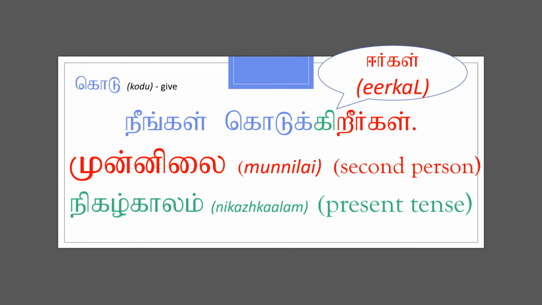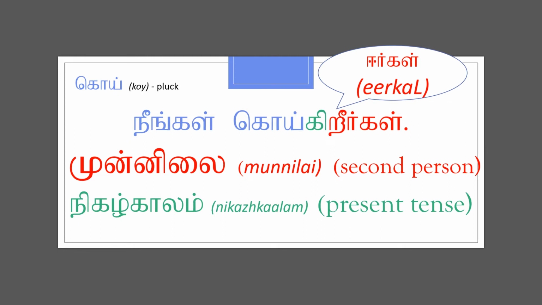Let's look at a few examples here. Let's look at the word kodu first. Do you know what kodu means? Kodu means give. So, neengal kodukkireergal means you are giving. Neengal kodukkireergal. Koi means pluck. Koi. Neengal koigireergal means you are plucking.